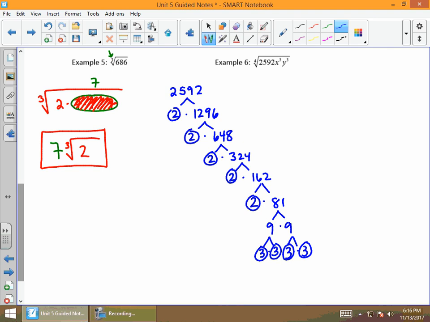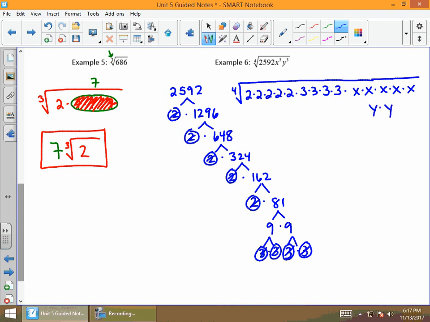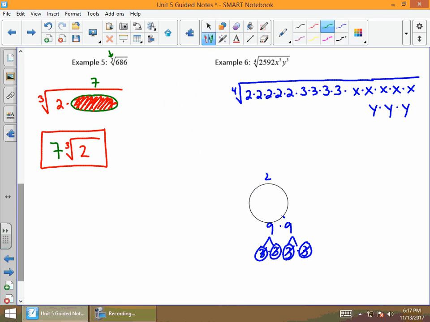So when I rewrite this, fourth root. All right, what do I have? I have 1, 2, 3, 4, 5 2s. And 1, 2, 3, 4 3s. Then I have 5 x's. And 3 y's. So that is a whole lot of prime factors. Let me move that factor tree out of there now. And my index here is a 4. So now I need groups of 4. Have to have at least 4.